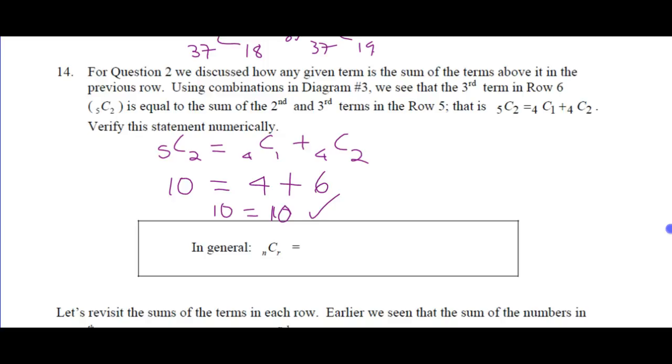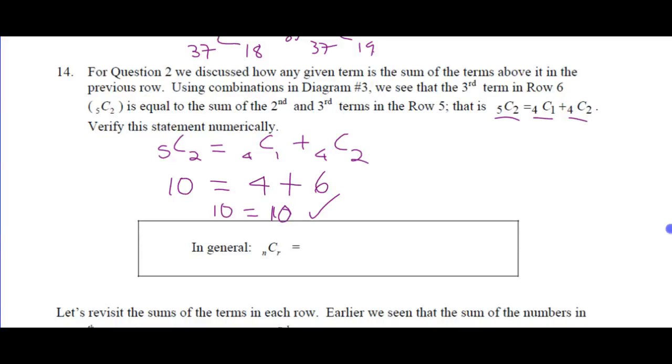Now why is that the case? Why is 5 choose 2 the same as the sum of 4 choose 1 and 4 choose 2? So I don't know if this comes up later, but I have an explanation for you. See if it makes sense.